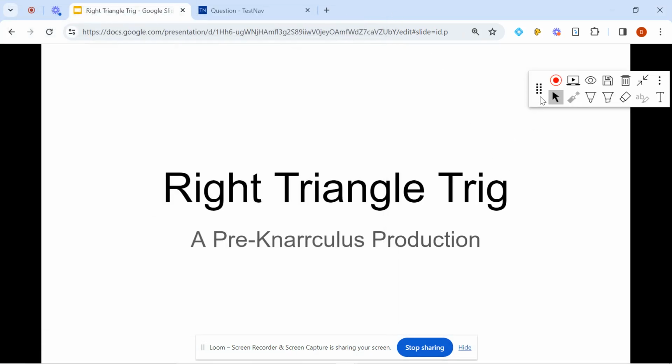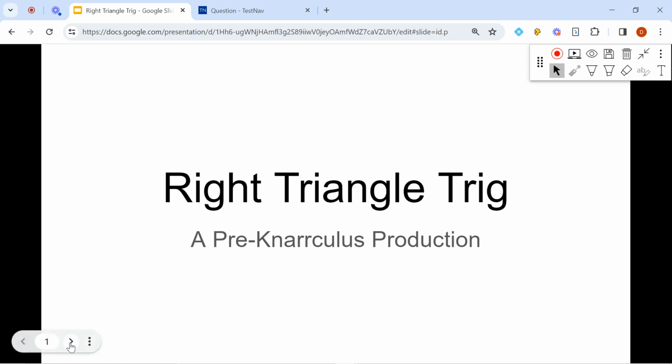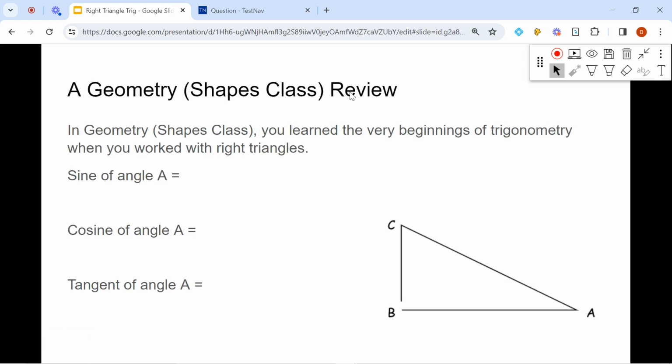Today we're going to talk about right triangle trig. We're going to have a review of some things that you did over in shapes class. Okay, let's get started and let's see how this all works. I'm sure there's a very good chance that many of you will remember how we did this. Okay, so a shapes class review.